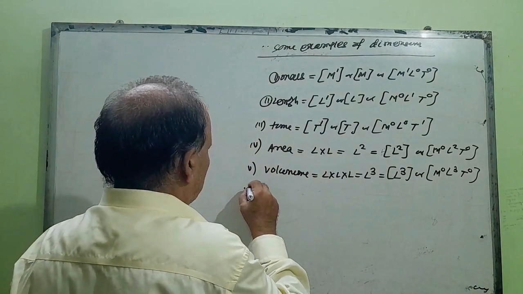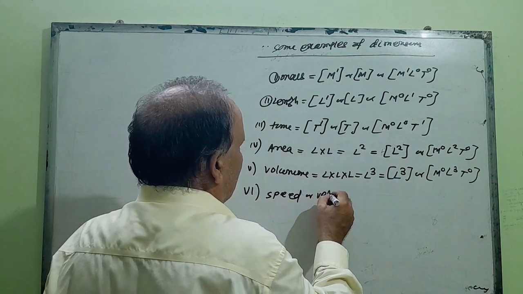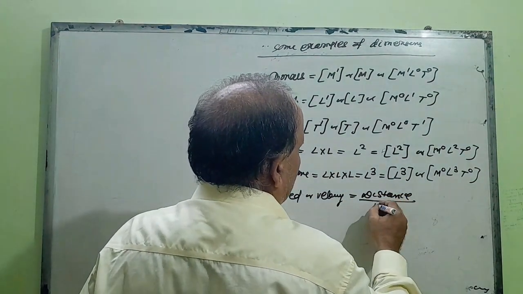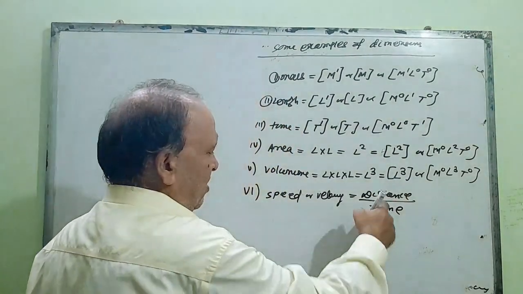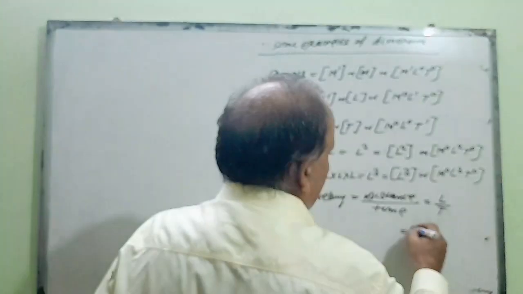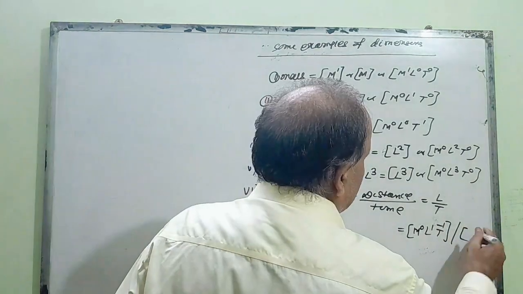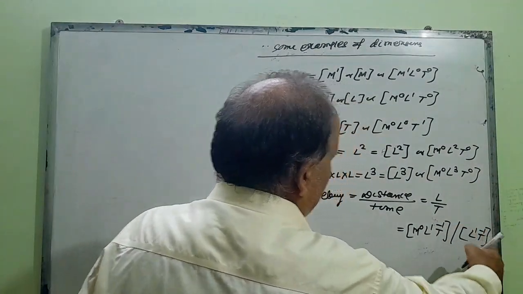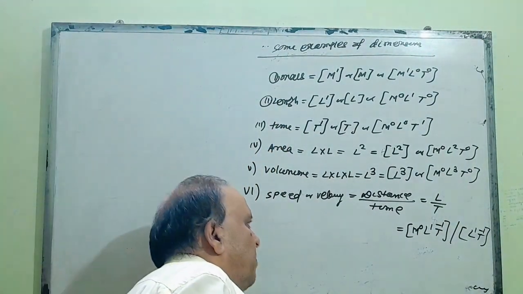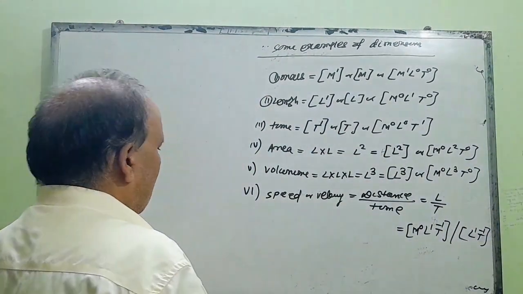Next come to speed. Speed or velocity: we can write distance by time, that is length by time, or in the case of velocity you write displacement by time, that is equal to L by T. Its dimensional formula is M0 L1 T to the power minus 1, or you can write L1 T to the power minus 1. This is the dimensional formula, but the dimensions are 0, 1, minus 1 in mass, length and time respectively.